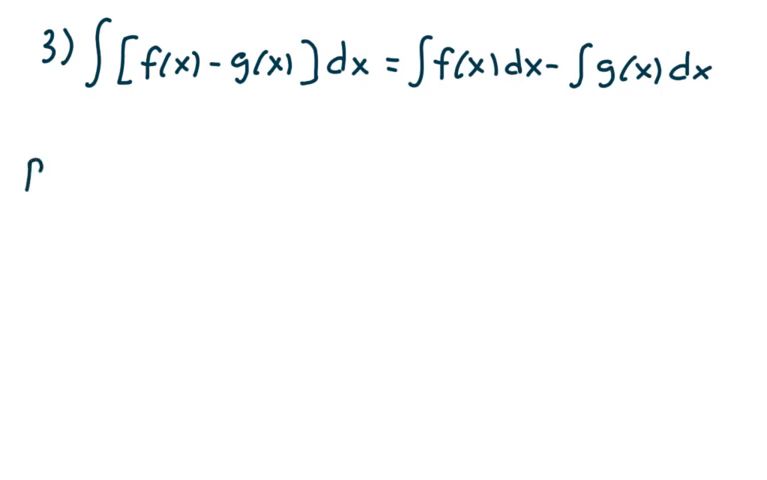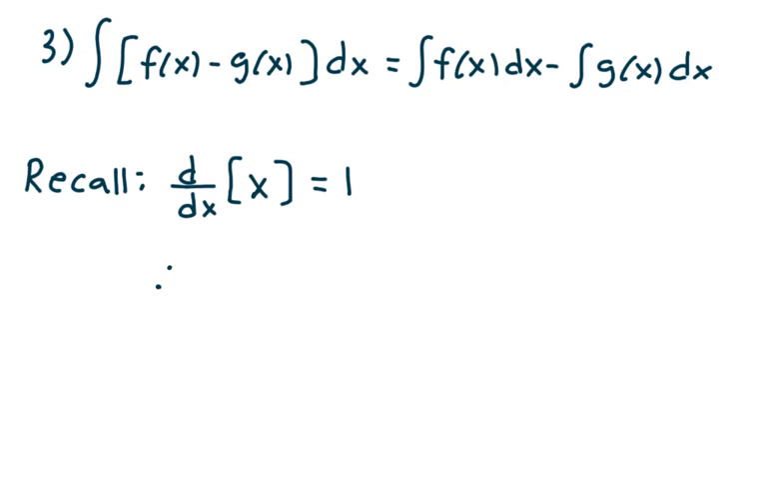Now, recall, what is the derivative with respect to x of x? I claim this is equal to 1. Okay? So, if we think backwards, that says the integral of 1 dx is equal to x plus some constant c. Because remember, the derivative of a constant is 0.